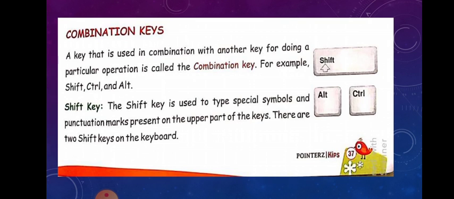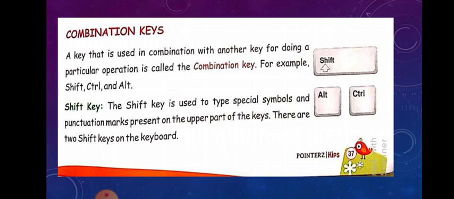Now, combination keys. The combination keys present on the keyboard can be used along with another key for doing a particular operation. These special combination keys are the Shift, Control and Alt. The picture has been given on the right side of your page. The same is displayed on the screen also on the right side.